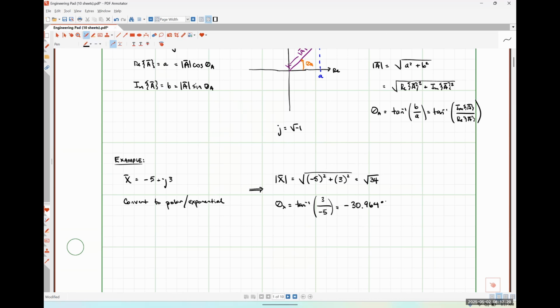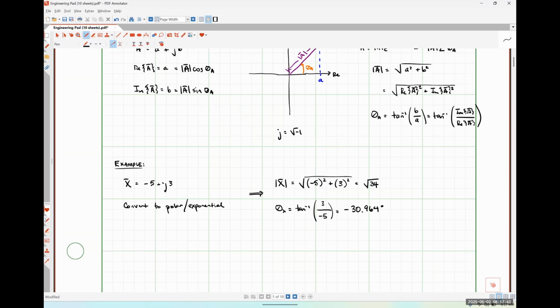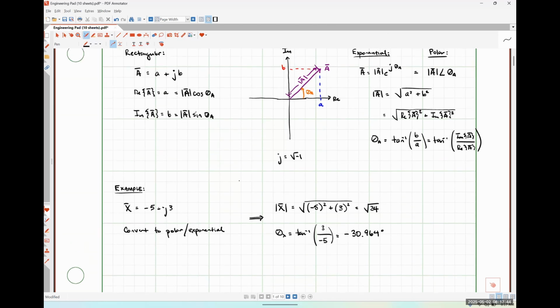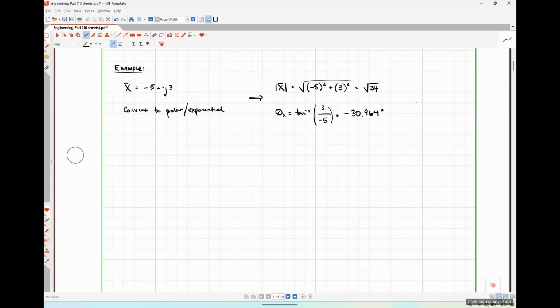So you're very close to the answer with that comment. Okay. So if we look at that complex number, -5 plus j3, where would that lie in our complex plane? Which quadrant? The second quadrant. That angle of -30.964 degrees, what quadrant does that lie in? The fourth quadrant, okay?